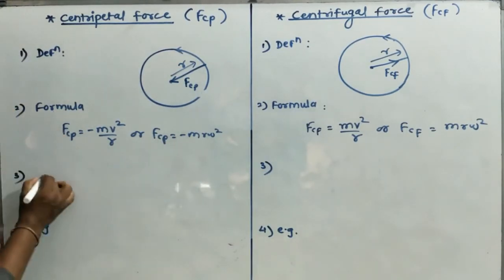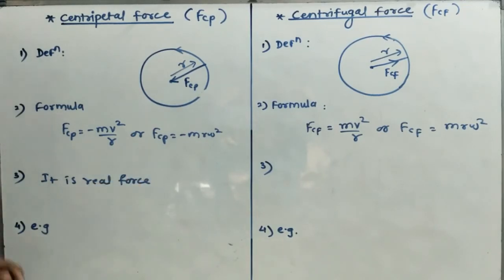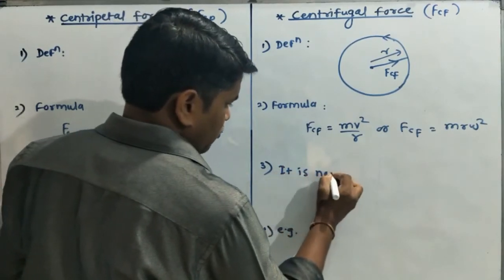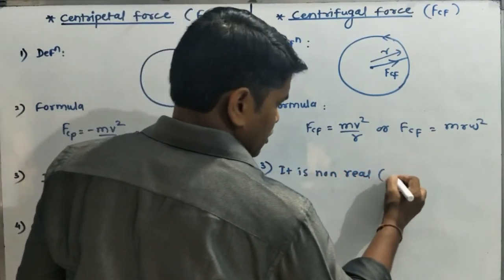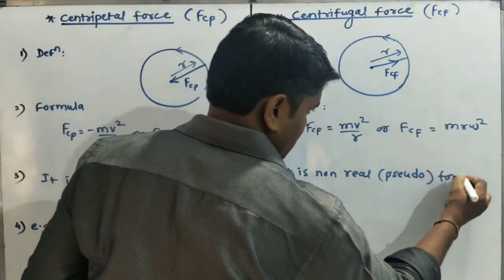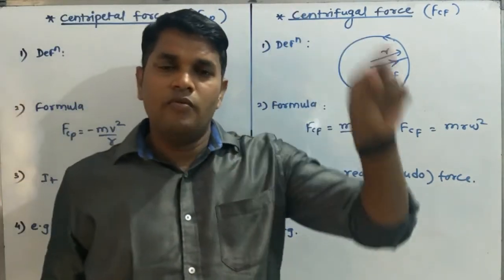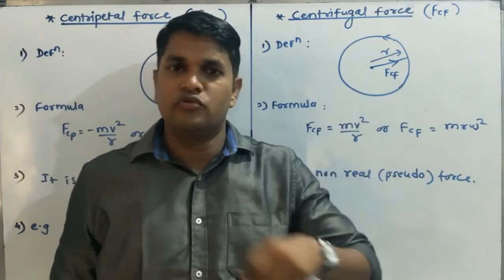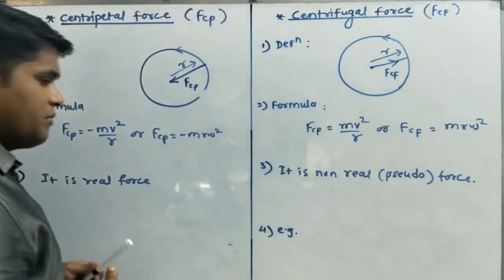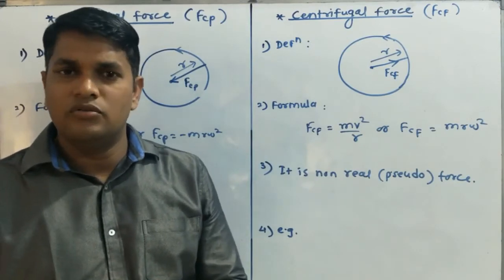Understood? It is a real force. Centripetal force is a real force, but centrifugal force is a non-real force. It is also called a pseudo force. Understood? Now an example: when the earth is revolving around the sun, it requires centripetal force, and this force is given by the gravitational force of attraction between the earth and the sun. Understood? This is one example.